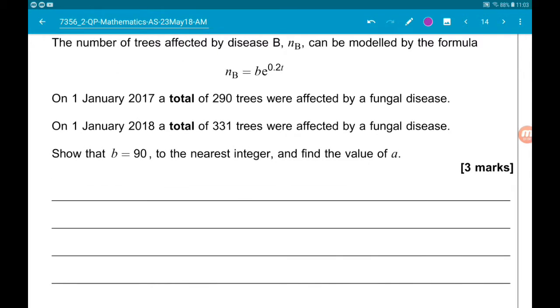On the 1st of January 2017, a total of 290 trees were affected by a fungal disease. On the 1st of January 2018, a total of 331 trees were affected by a fungal disease. Part A asks us to show that B is equal to 90 to the nearest integer and find the value of A.